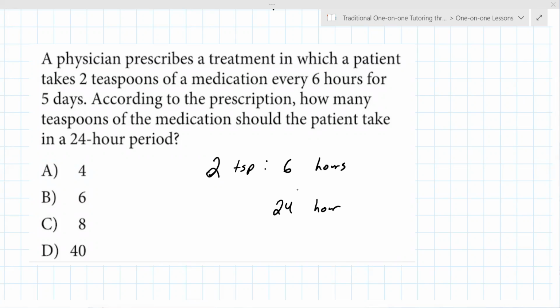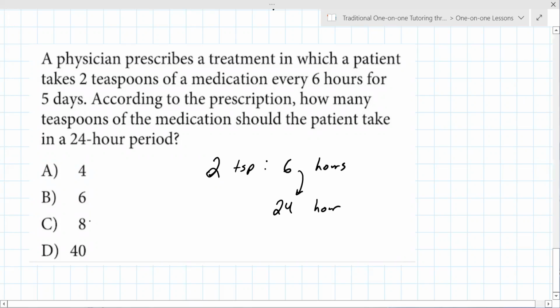So how do you go from 6 to 24? That should be the question you're asking yourself. You'd have to multiply teaspoons by 4. Yes. So what would the correct answer be? 40. D. You're multiplying 2 times 4, right?